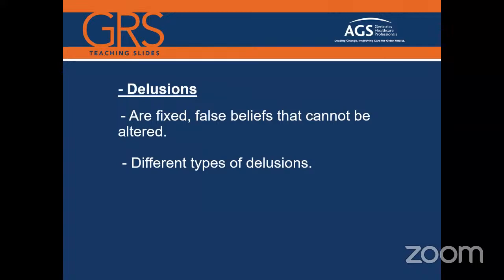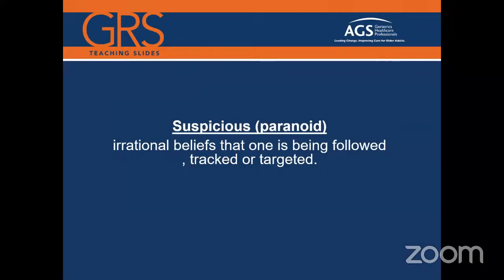Second is delusions, and these are fixed false beliefs that cannot be altered. There are different types of delusions. We will talk briefly about each one. First is suspicious paranoid delusions, which are irrational beliefs that one is being followed, tracked, or targeted. For example, someone may believe that their neighbors are spying on them.